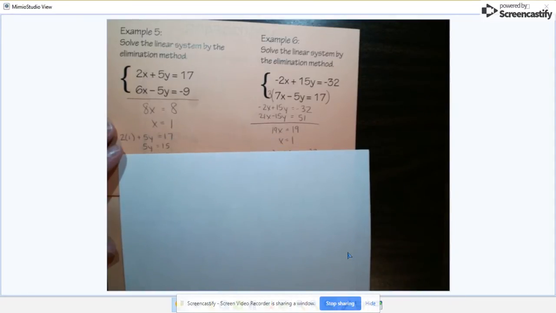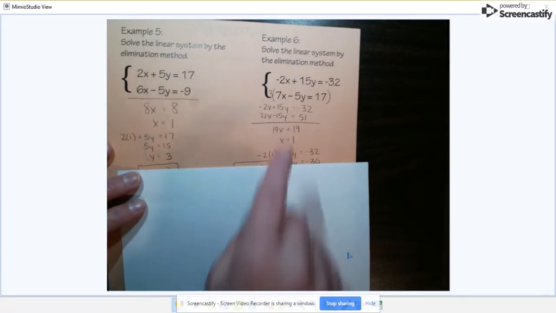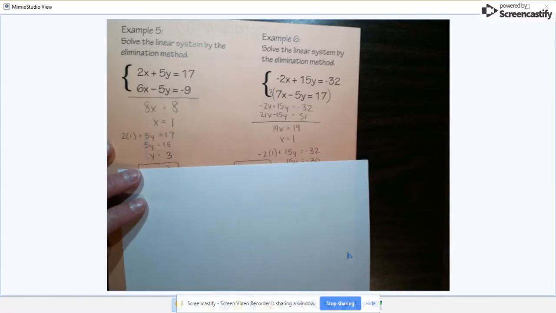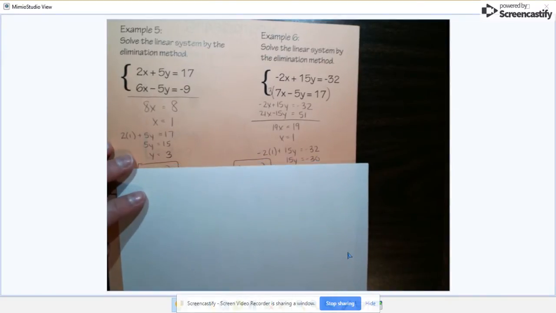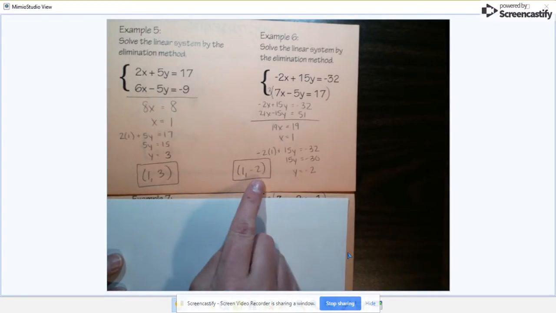And now I plug that into one of my original equations. So again, I plugged it into the top equation. However, you are more than welcome to plug it into the second equation and you'll get the same answer. So negative 2 times 1 plus 15y equals negative 32. That is a negative 2, so I add it to the other side and get 15y equals negative 30. That means y equals negative 2. So your solution is 1, negative 2.